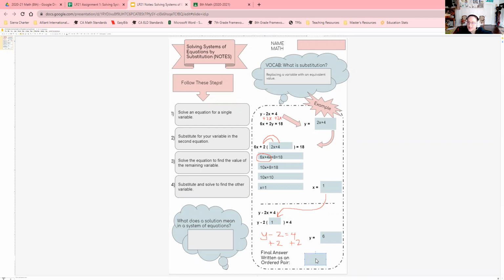For the final answer, you want to write it as an ordered pair because remember, we're finding that intersection point. Final answer, my x is 1, my y is 6. That's it. What does a solution mean in a system of equations? The solution is the point where the lines intersect. That's what we're looking for, but without having to plot your points and graph. Once you know your math skills and you've been practicing those, this is actually a much easier way to figure things out.